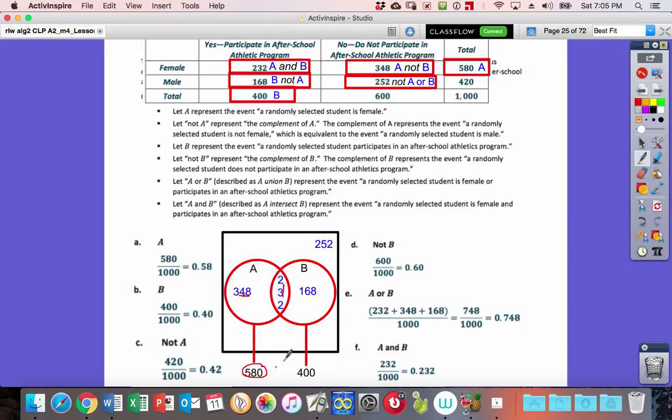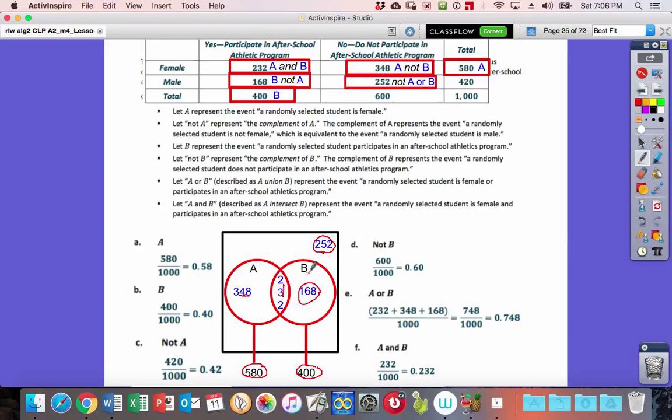Then if you have a male, there's 400 males, and you have 168 of them participate. And you have 252 up here that do not participate. I can't put them in this one over here because that would make them female, because that 232 is included in the female circle. I have to put the 252 out here. There is 168 of them that do participate, and there's 252 that do not participate.